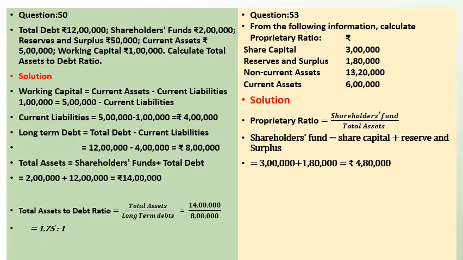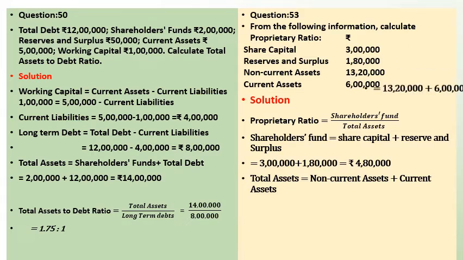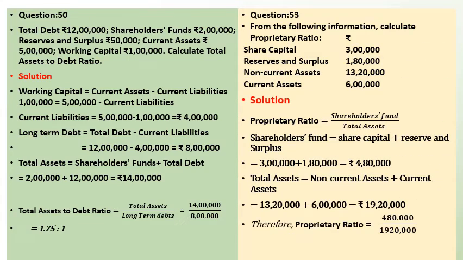Now shareholders fund is equal to share capital plus reserve and surplus, and that amount we will put here, 3 lakhs plus 1,80,000 reserve and surplus, that is 4,80,000, and total assets is equal to non-current assets plus current assets, which comes 13 lakhs 20,000 plus 6 lakhs, which is 19 lakhs 20,000, and proprietary ratio therefore 4,80,000 divided by 19 lakhs 20,000, which comes 0.25:1.